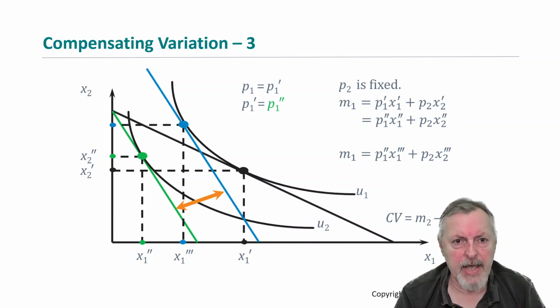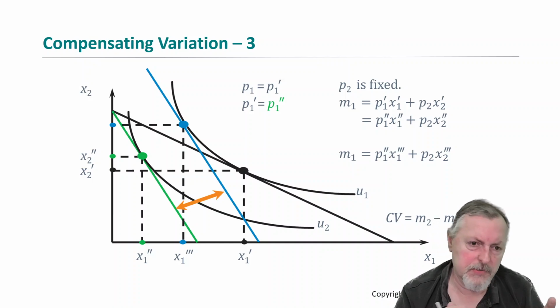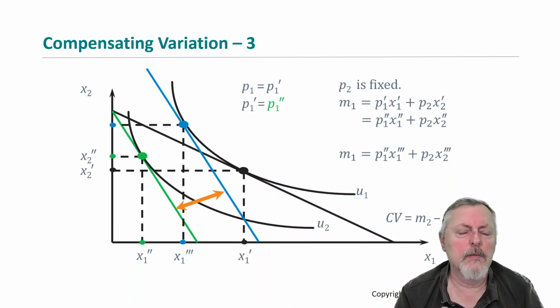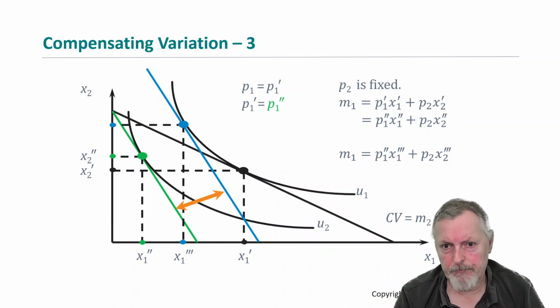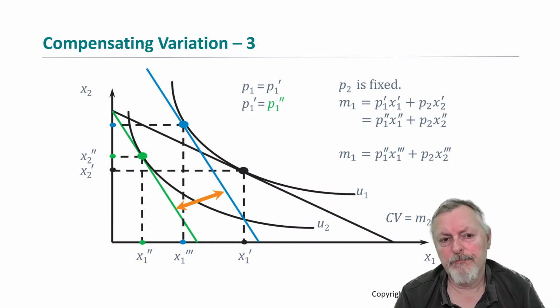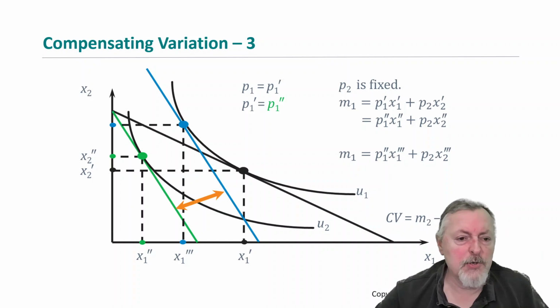Okay. How much money would I have to give you to compensate you for this price increase so that you would be as good off as you were before? Well, here's one way to define as good off. We could say, how much money would I have to give you such that at the, if I can find my cursor, it is here somewhere.